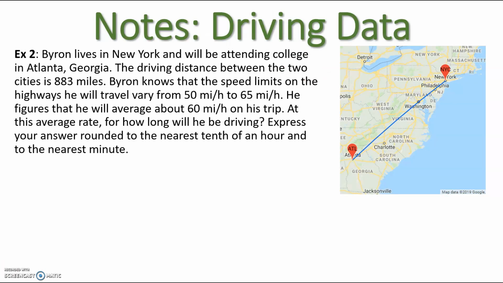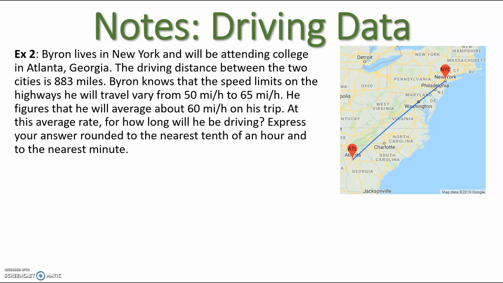Example 2. Byron lives in New York and will be attending a college in Atlanta, Georgia. The driving distance between these two cities is 883 miles. Byron knows that the speed limits on the highways he will travel will vary from 50 miles per hour to 65 miles per hour. He figures that he will average about 60 miles per hour on his trip. At this average rate, for how long will he be driving? Express your answer rounded to the nearest tenth of an hour and to the nearest minute.